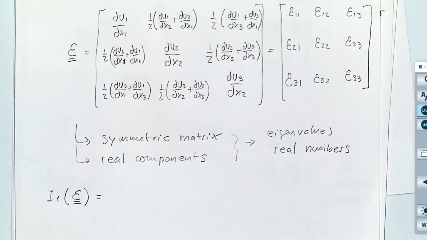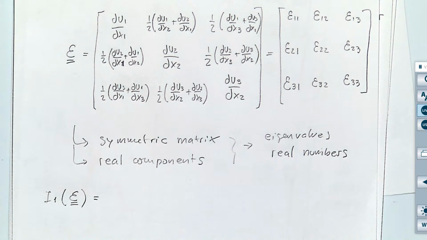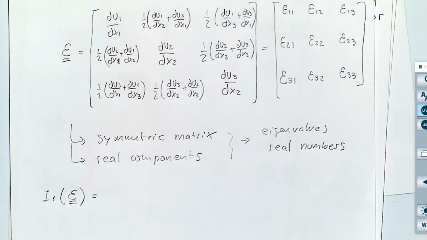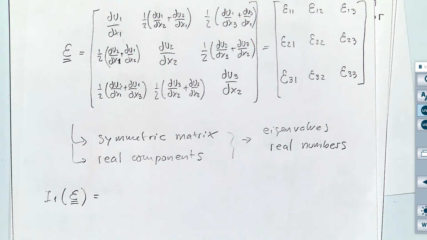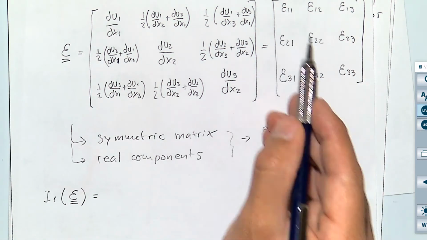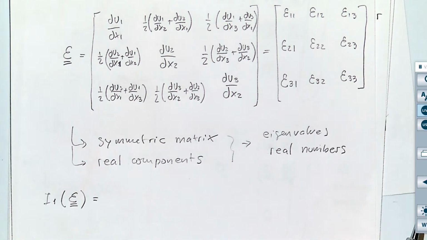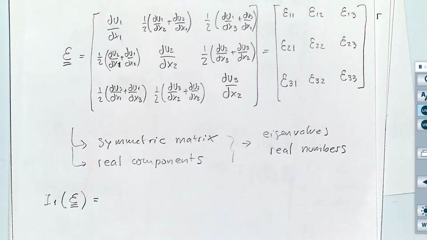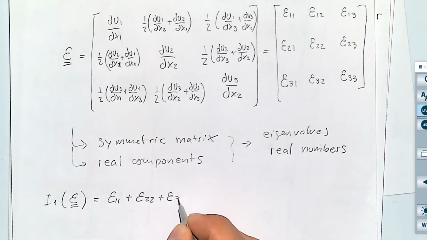Okay, so first invariant of the strain tensor. Let's use these components. So remember, the first invariant of any matrix is the sum of diagonal terms. So in this case, it's going to be epsilon 1 plus epsilon 2 plus epsilon 3.